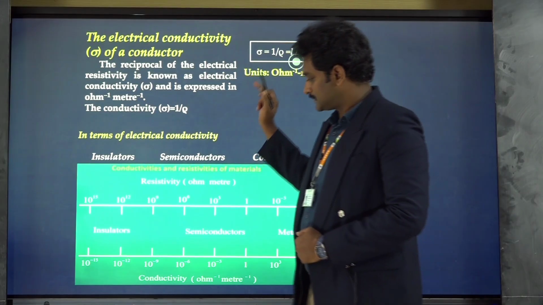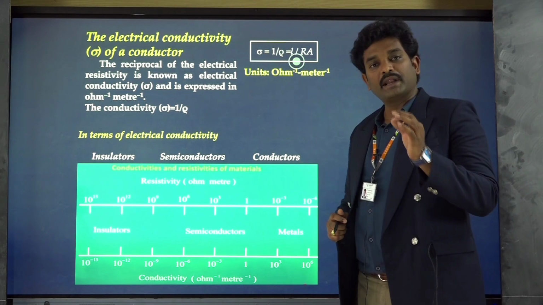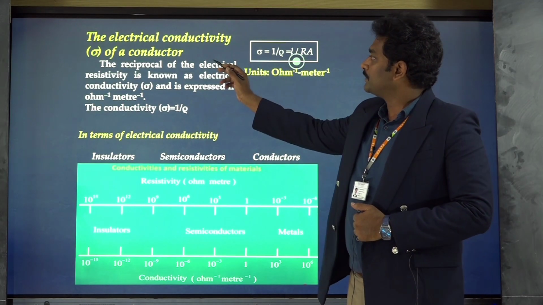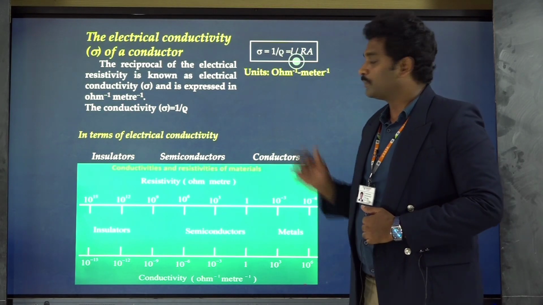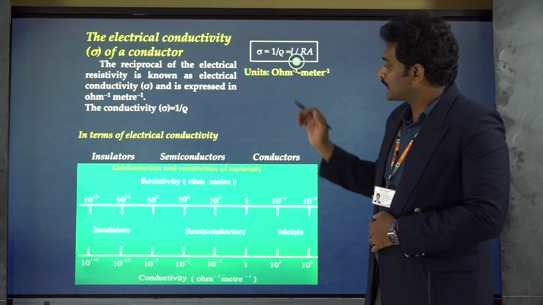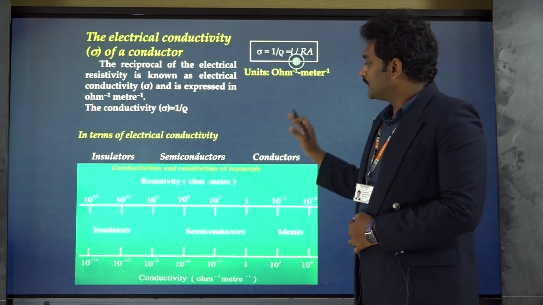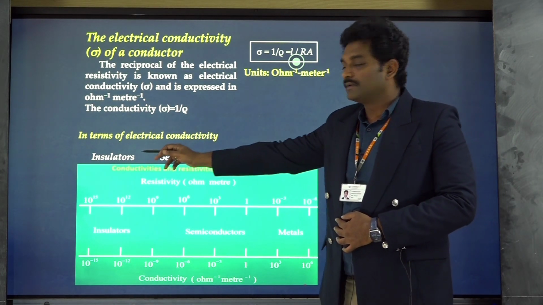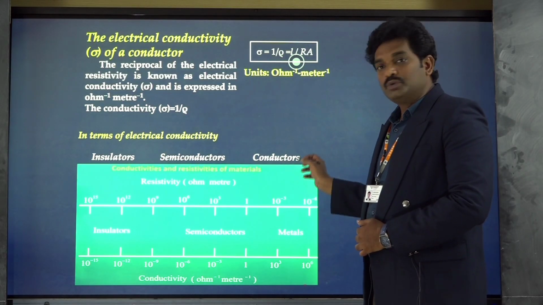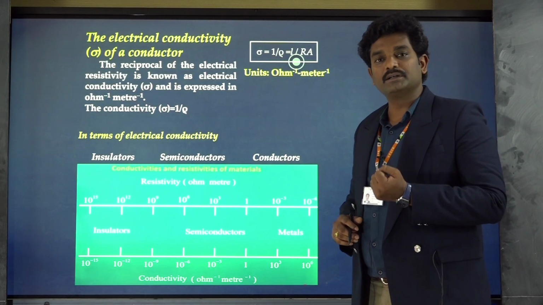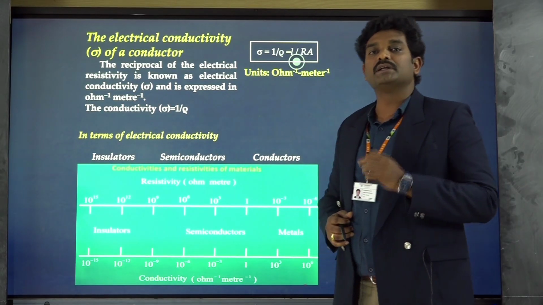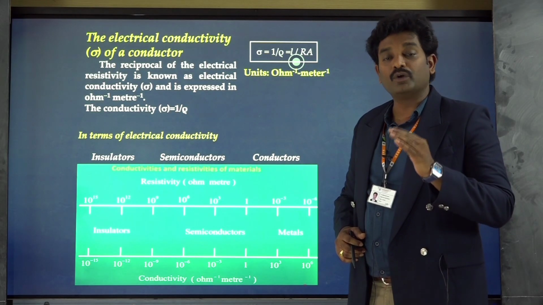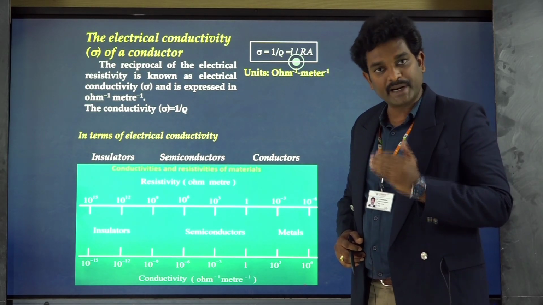Now this is the parameter which is used to classify the materials electrically into 3 different regions. Whether it is electrical conductivity or resistivity, both are reciprocal to each other. Based on the electrical conductivity, materials have been classified into 3 different classes: conductor, semiconductor, and insulator. Conductors are those materials which allow the flow of current, whereas insulators do not allow the flow of current, whereas semiconductors allow the flow of current, not as good as conductors and not as bad as insulators.